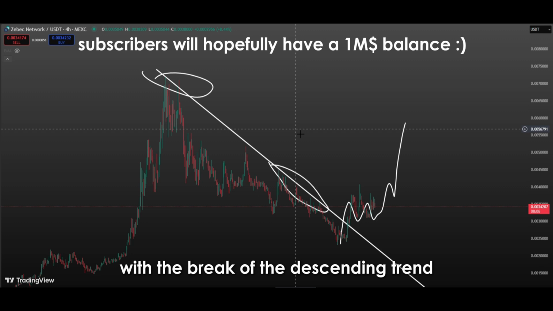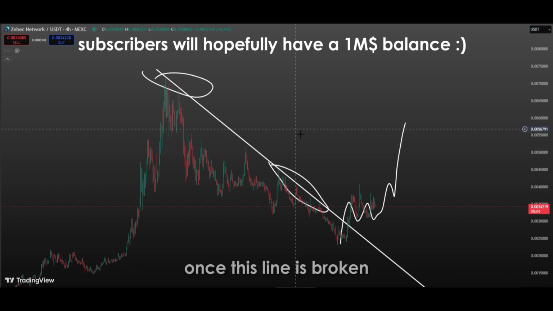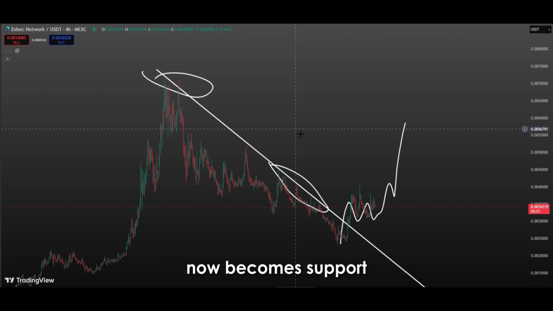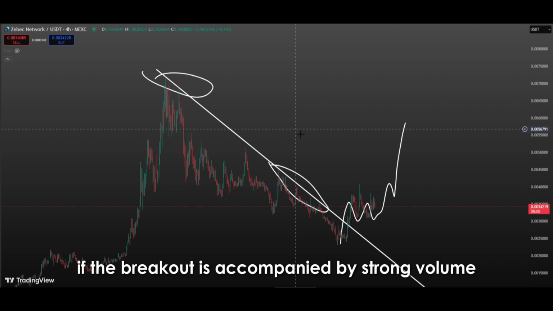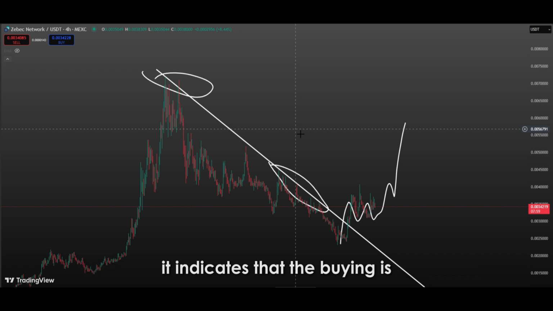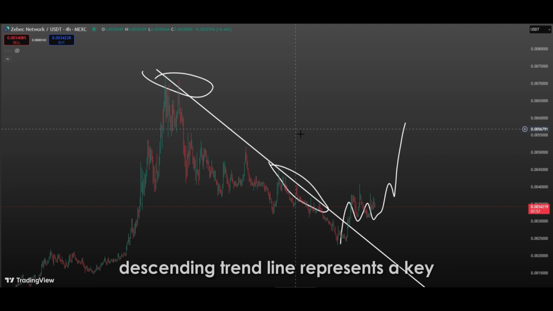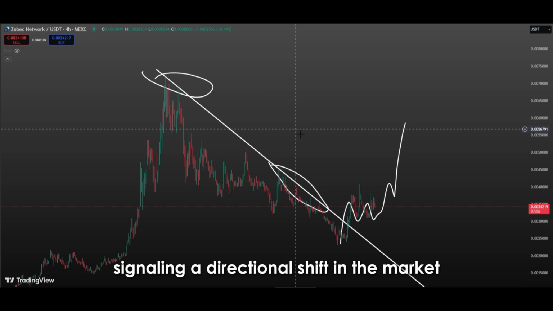With the break of the descending trend, the start of a new bullish wave is a natural development. Once this line is broken, the level that previously acted as resistance now becomes support. This technical transformation builds investor confidence and leads to increased buying activity. Especially if the breakout is accompanied by strong volume, it indicates that the buying is not speculative but structural and sustainable. In other words, the broken descending trend line represents a key structural breakout, signaling a directional shift in the market.